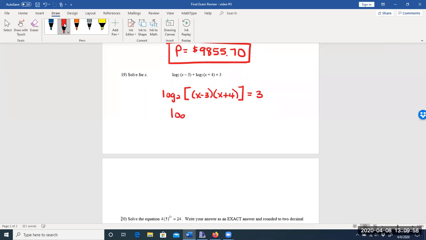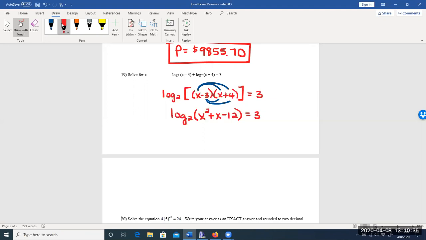So we have log base 2 of (x squared plus x minus 12) is equal to 3. When I multiplied those, I FOILed, and I combined my middle terms as I FOILed. So we had a positive 4x and a negative 3x. That's where I got the 1x in the middle. So now to solve this, I'm going to use the definition of a log.